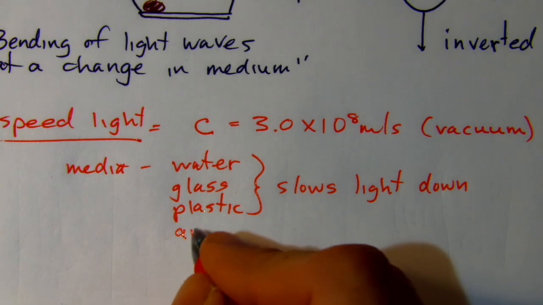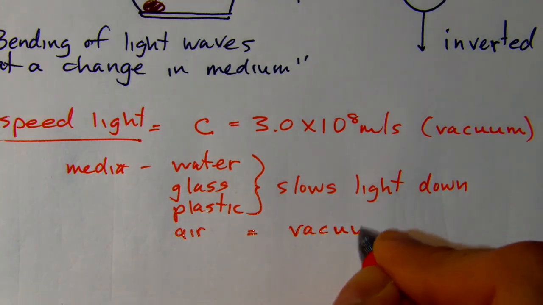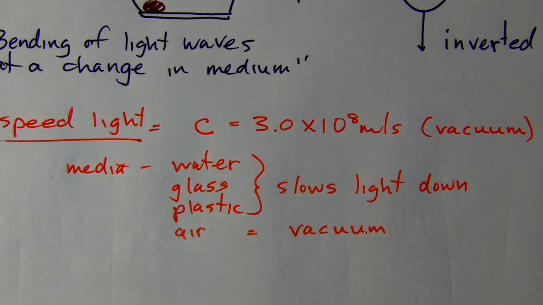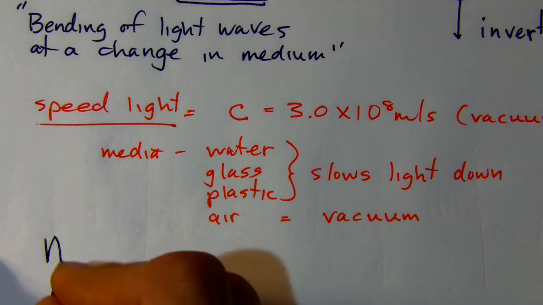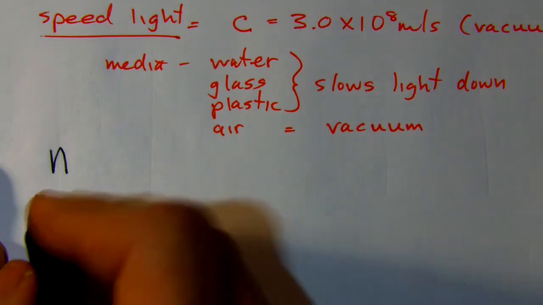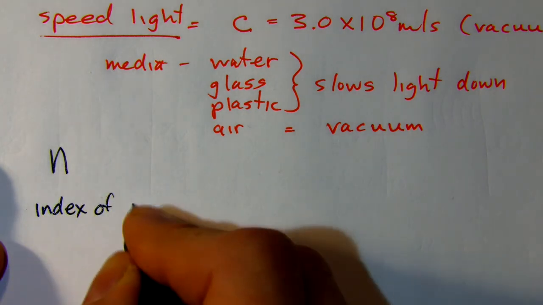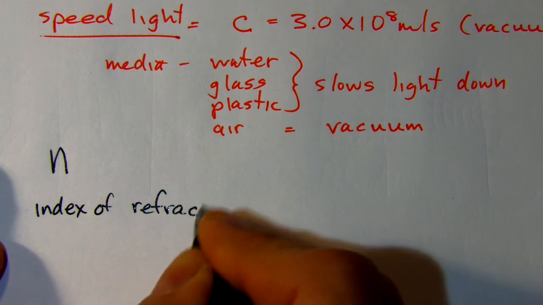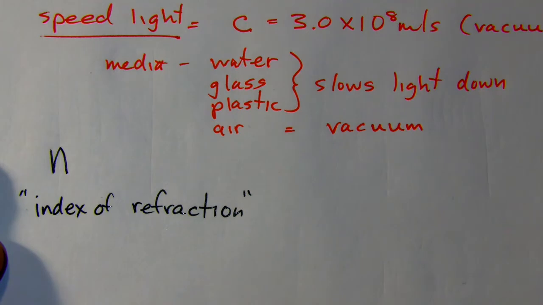Now we could talk about air. Air pretty much is vacuum. Okay, as far as we're concerned, air and vacuum, it's the same speed of light, indistinguishable by us for sure. All right, so these things we need to know. So what we do is we set up this ratio. Now later on you're going to see that this is called the index of refraction, and it's going to be something very useful.